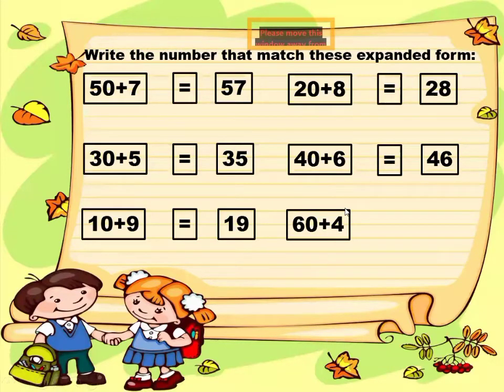So the next number is 60 plus 4. So what is the short form of 60 plus 4? Yes, Abira, Noor Fatma, Aisha, Shoaib, your answer is right. The short form of 60 plus 4 is 64.